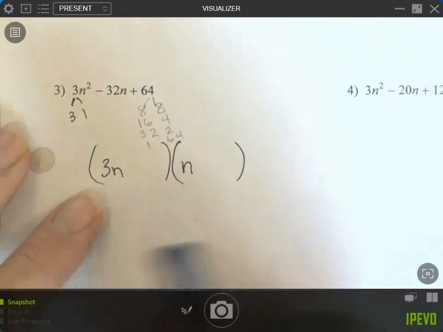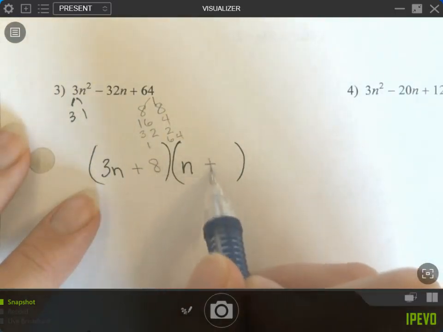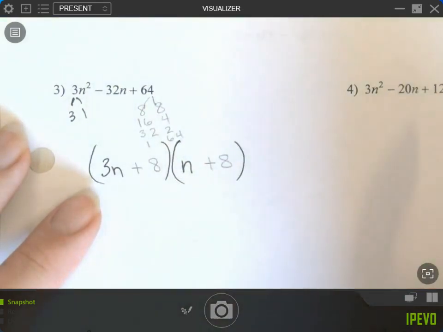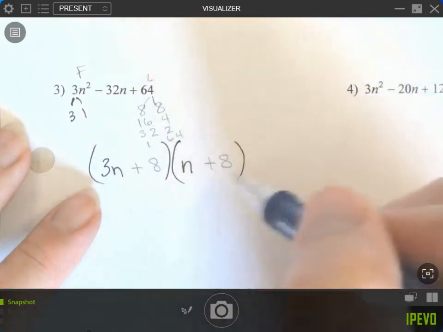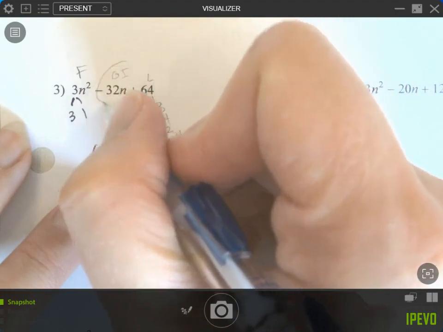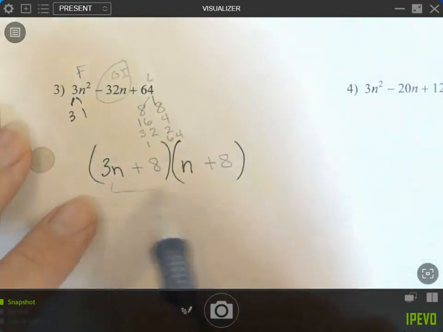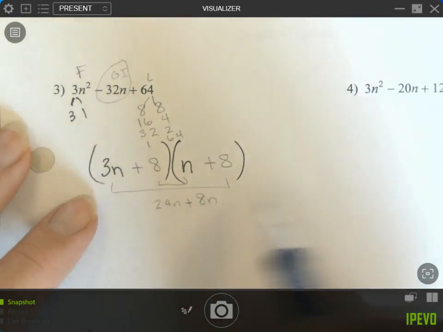Okay. This is where you have to pick. Now, if I put in the plus 8 and the plus 8, all I did was I picked the first set. My first we know works. 3n times n is 3n squared. My last works, 8 times 8. I'm always checking for the outer and the inner. So the outside multiplies to 24n, and the inside multiplies to 8n. What's that add up to?